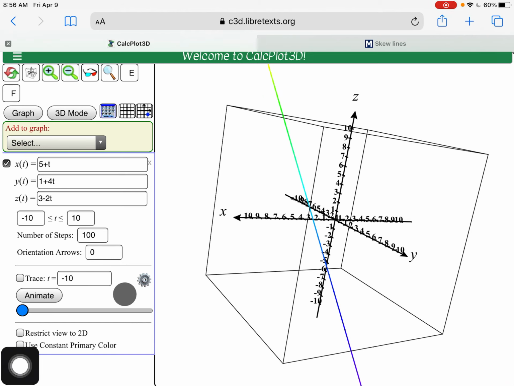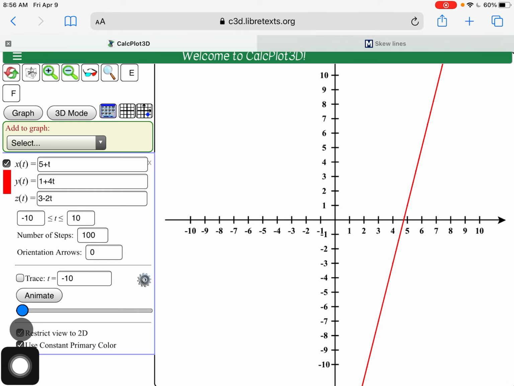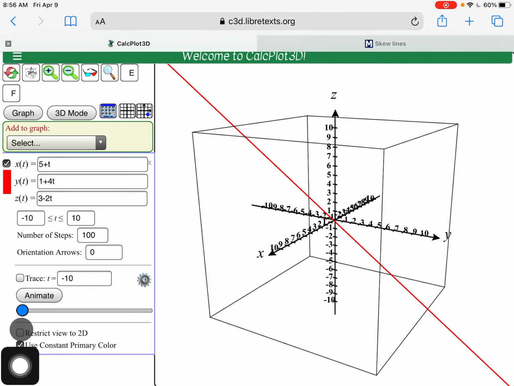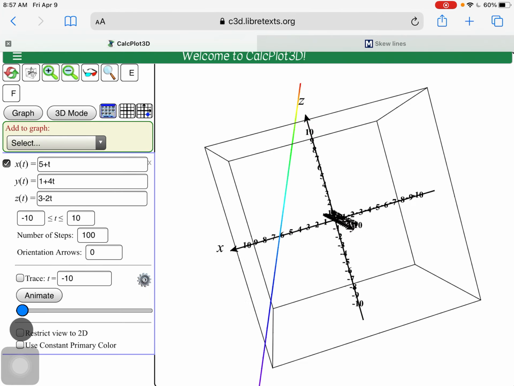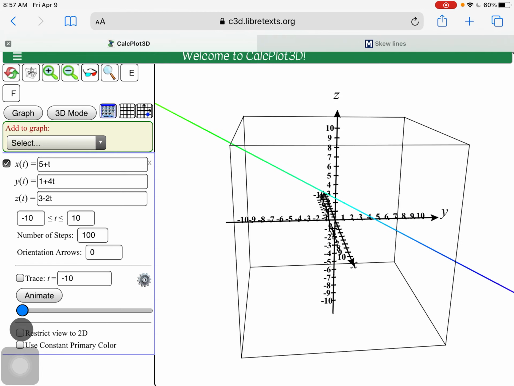I didn't change anything here. The defaults are fine. I did go up here and change the domain for x, y, and z so that we can see the line. So I'm just going to pan around so you can, oops, what did I do? Oh, restrict view to 2D. I don't want to do that. Okay, I'm just going to pan around so you can see what this line looks like. So there it is. It is a line in space.